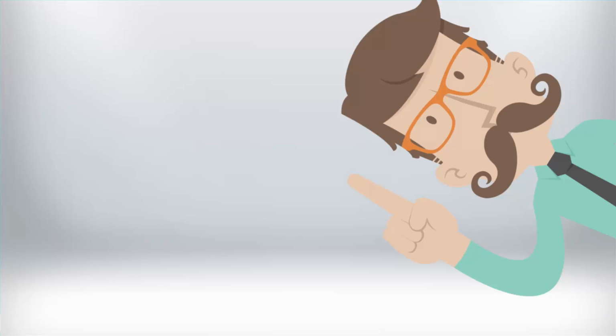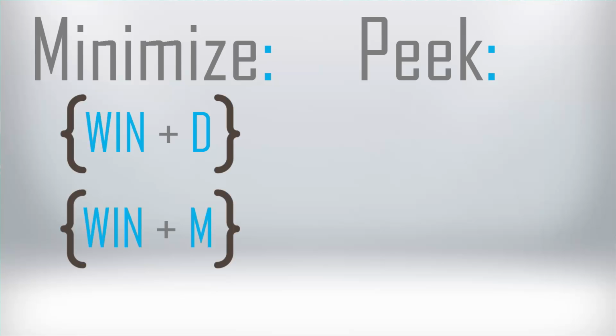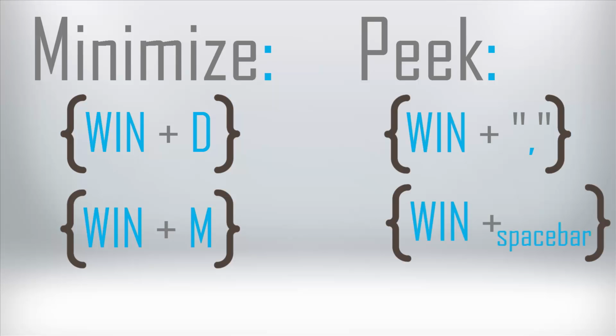Alright, so you have a few choices. To minimize your applications, you can use Windows D or Windows M. To peek at your desktop, depending on what version of the operating system you're using, you can either use Windows comma or Windows spacebar. Thus, the functionality of minimizing windows or just temporarily peeking at your desktop is a question of personal and professional preference.